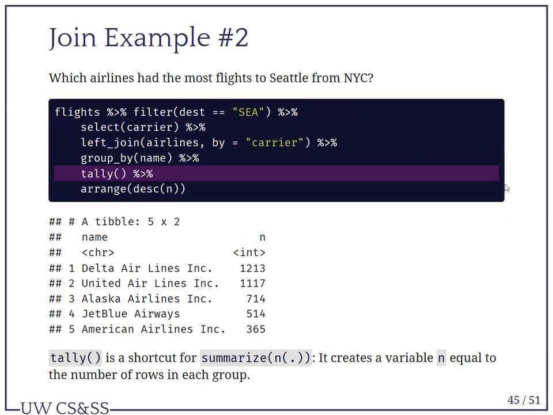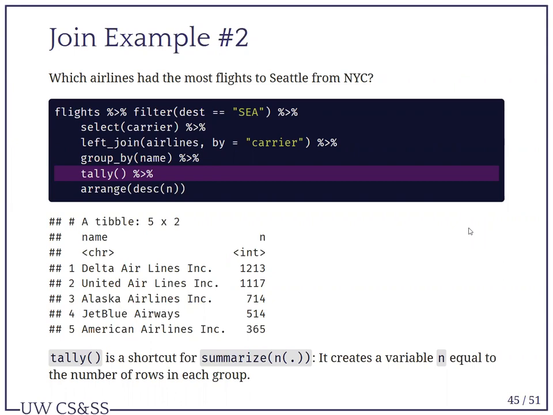A slightly more complicated example: which airlines had the most flights to Seattle from New York City? We could say, take the flights data and then filter that the destination is Seattle, and then select the carrier, and then left join the airlines data by carrier, and then group by the name of the carrier, and then tally. So tally is a shortcut for summarizing the number of observations.